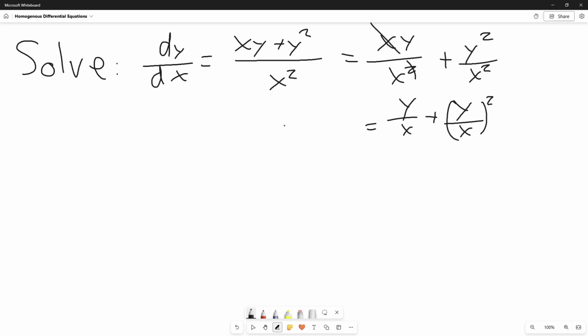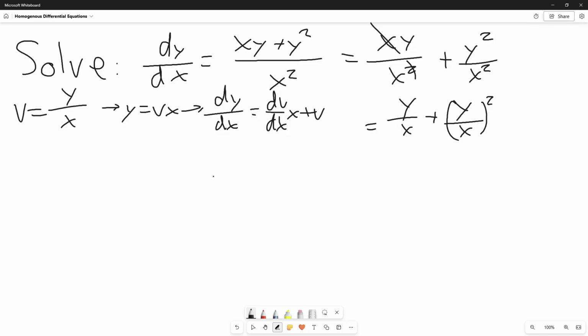And this is homogeneous because it's a function of y over x. And then you do the same 3 steps you do every single time. v equals y over x, y equals vx, dy over dx is equal to dv over dx times x plus v. Same thing every time. And then now, you replace dy over dx with that: dv over dx times x plus v is equal to v plus v squared. Subtract v from both sides. And now it's a separable differential equation.